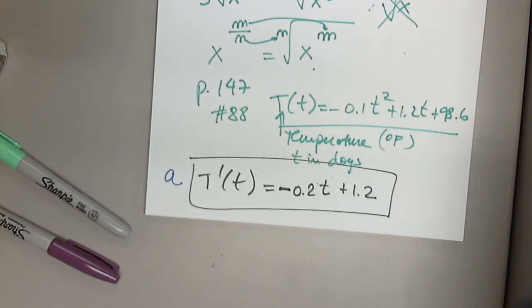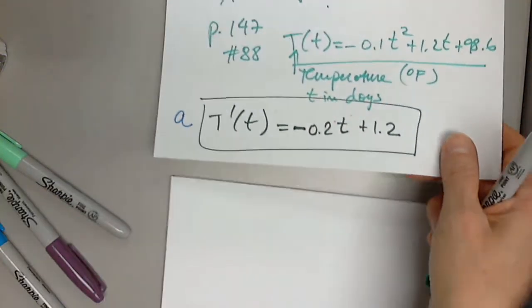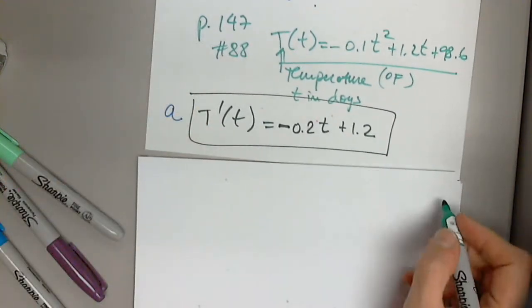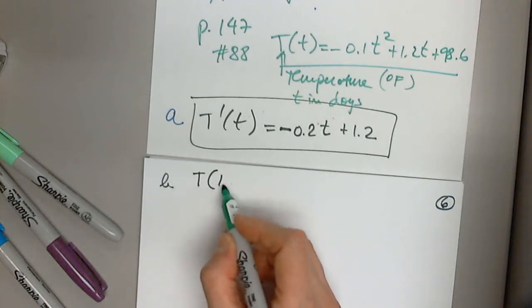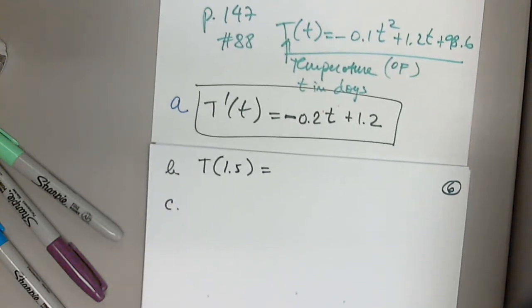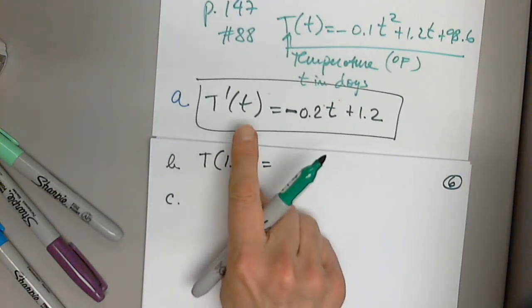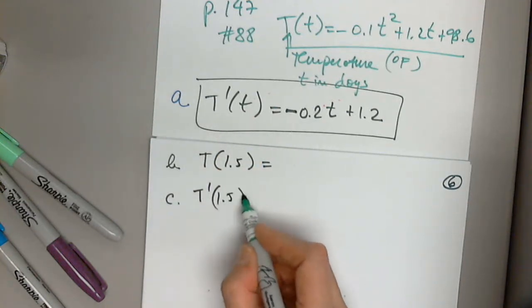Part B. Find the temperature at time t equals 1.5 days. What am I asked to find? Good. We'll do that in a minute. Find the rate of change at 1.5 days. What will I have to do next? Yes, in other words, T prime of 1.5. That's it.